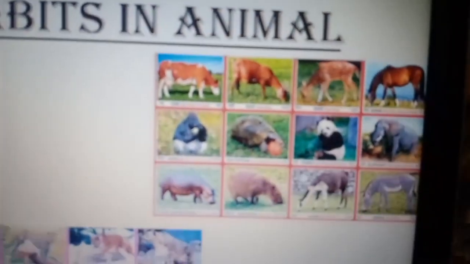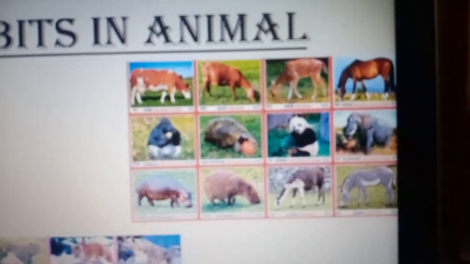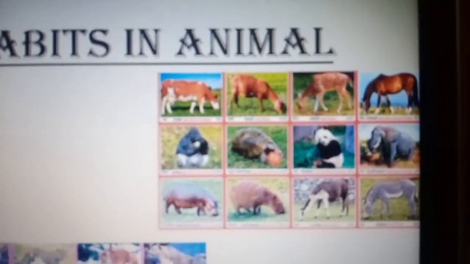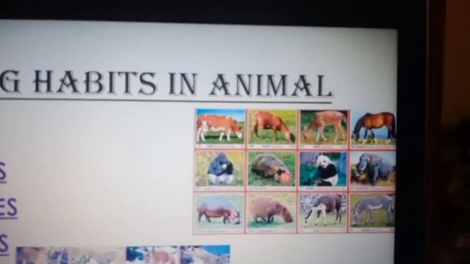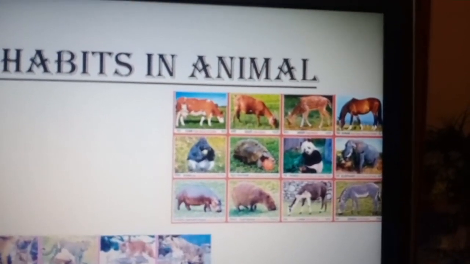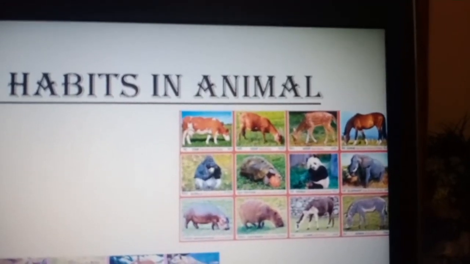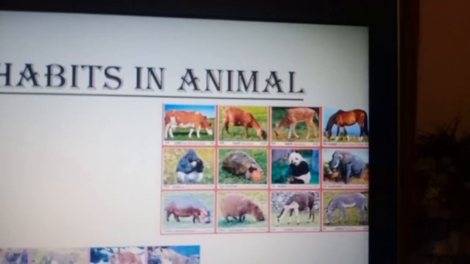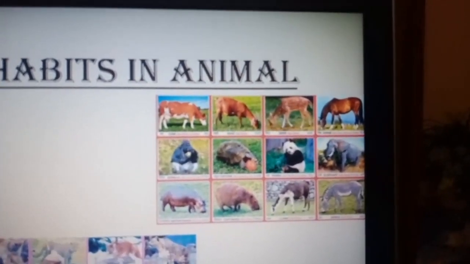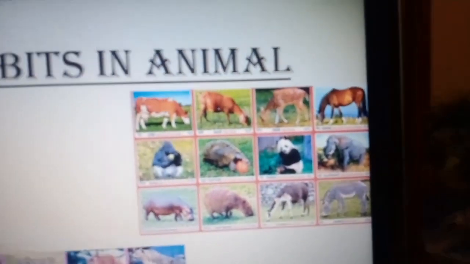These are the herbivore animals like cow, buffalo, horse, deer, gorilla, giant panda, elephant. They are the herbivore animals, and they have sharp biting teeth for chewing, because all the time they have to chew lots of grasses, lots of plants. So these are the examples of herbivore animals.